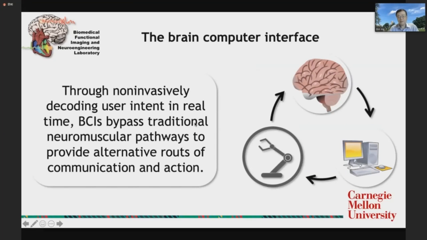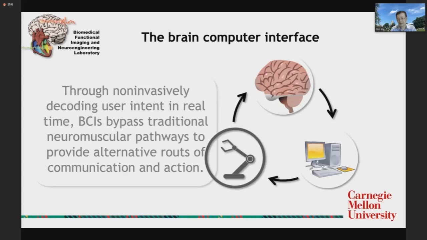So now, let's say what a BCI is, although we all know about BCI already. You have a brain, you have a computer, and here you have a device you want to control. We are focusing on non-invasively decoding user intent in real time. BCI bypasses the traditional neuromuscular pathway to provide alternative routes of communication and action.